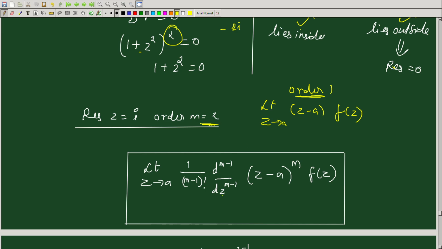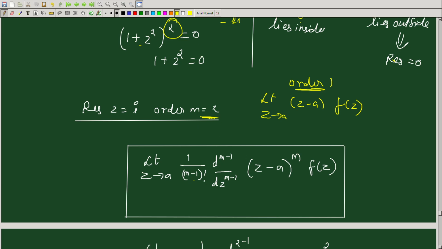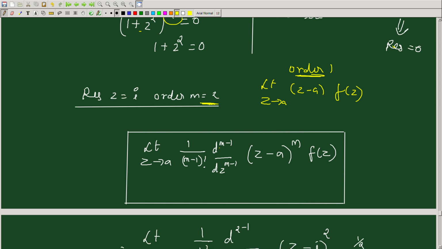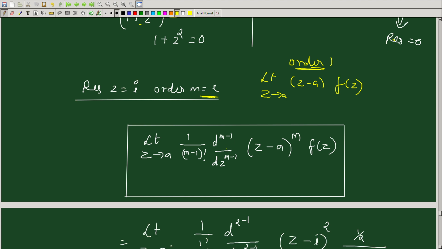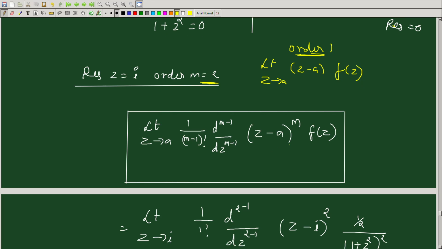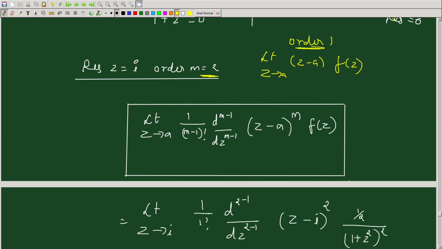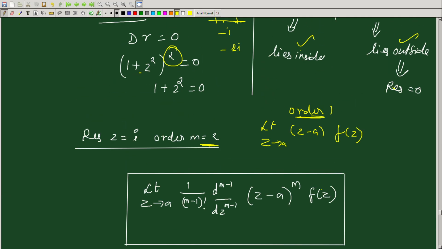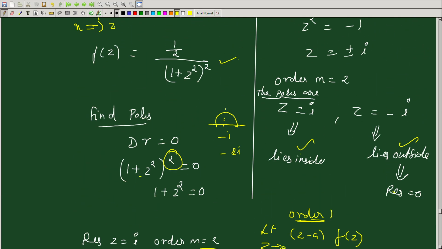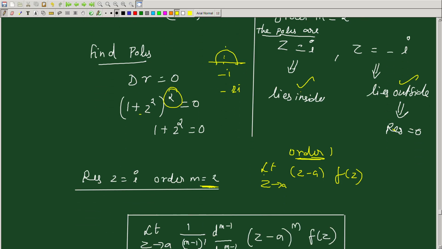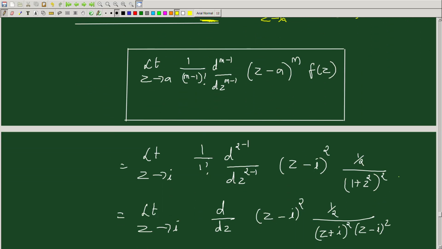The value of m here is 2. So 1 by (2 minus 1) factorial is 1 by 1 factorial, since 2 minus 1 is 1. So d by dz of (z minus i) whole power 2 times f of z. Already you know that f of z is 1 by (1 plus z square) the whole square, right? That's what I have written here.